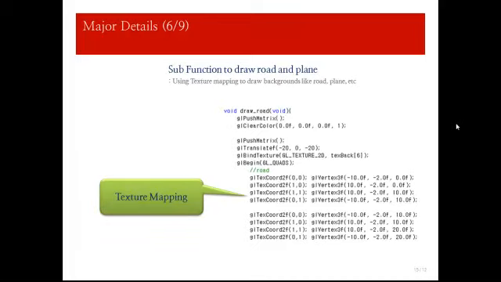Sixth, sub function to draw road and plane. In the UI, there's a road and plane in the middle of the background, so I try to use texture mapping to draw backgrounds like road, plane, and etc.